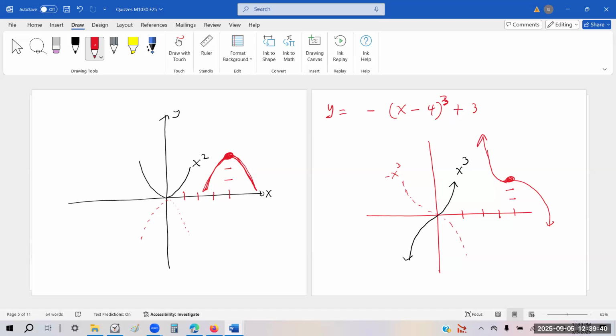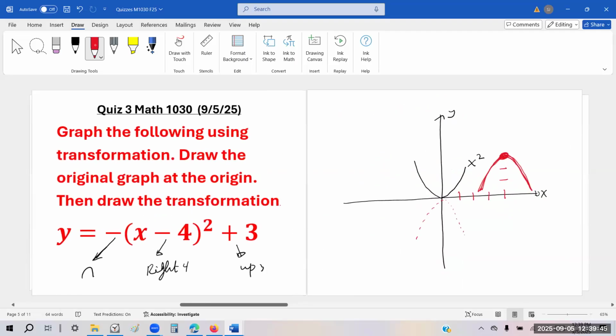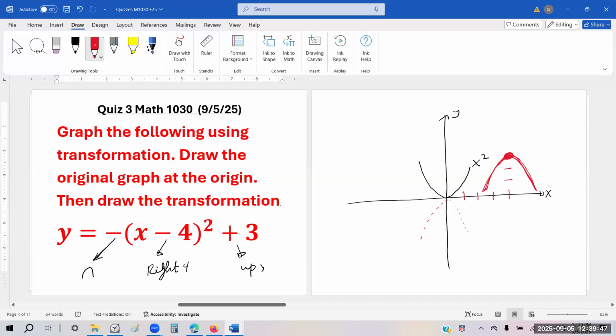Okay, question. No? Problem. We have a square function, and I also showed you the cubic function.